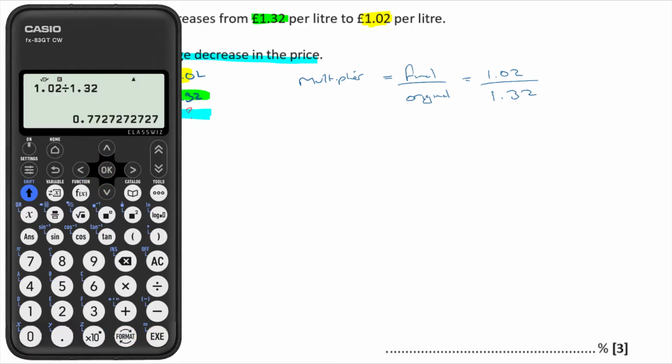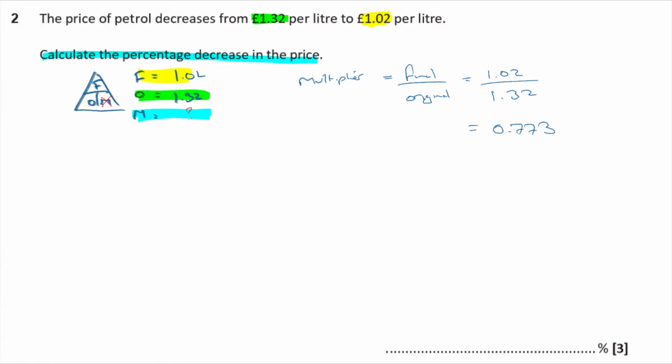That gives me 0.7727. I'm going to round it off to 0.773. Okay, now that's a decimal. If I want it as a percentage, I'm going to have to times it by 100. That's 77.3%. Okay, and then we need to interpret this as a percentage decrease. If you started off with 100% and you've now got 77.3%, then that is a decrease. What would you have to take away from 100 to get 77.3? You'd have to take away 22.7%.